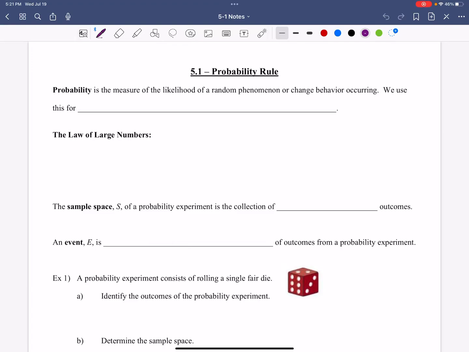All right, chapter 5, we completely switch gears on you. Another piece of statistics is probability, and that's what chapter 5 is all about. We're starting off with the probability rules, setting the stage here in section 5.1. In true statistics format, we're starting off with some vocabulary.